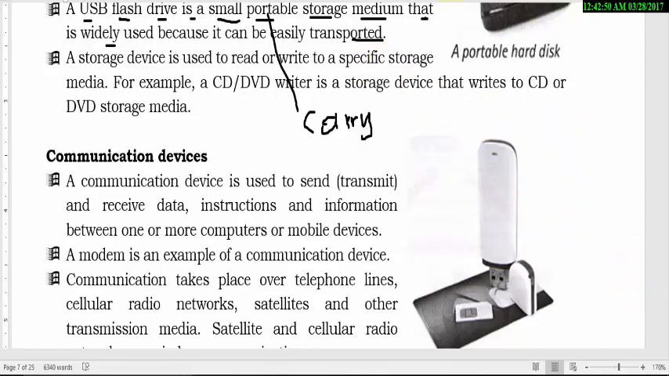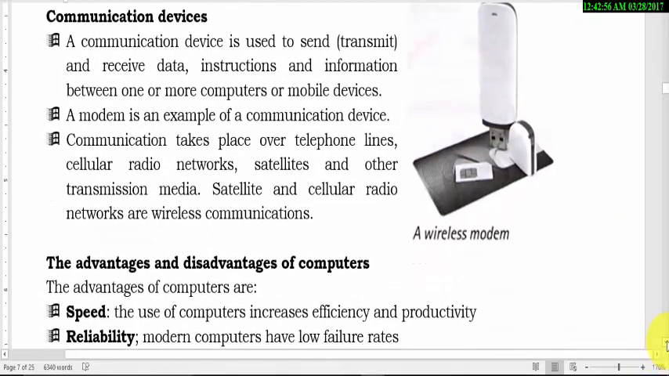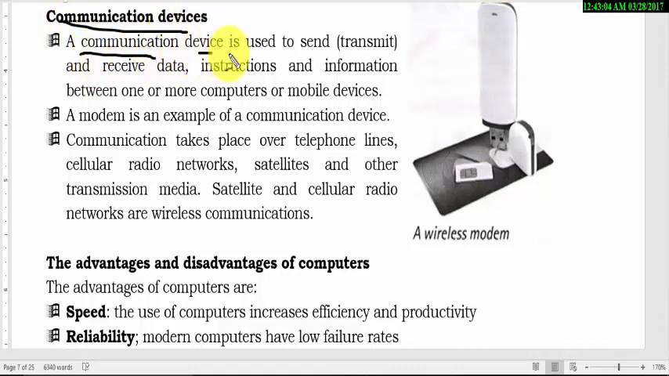So now let's move on to the other part, which says communication devices. A communication device is used to send, or the other word for sending, to transmit and receive data, instructions, and information. We need to understand these words very well, children. Data, we now understand the 4 types of data. Instructions are programs or software. Information goes back to data: when data is processed, it becomes information.